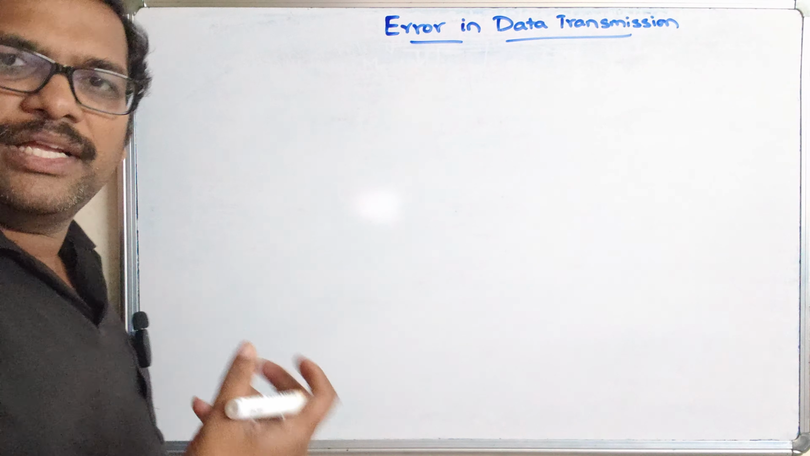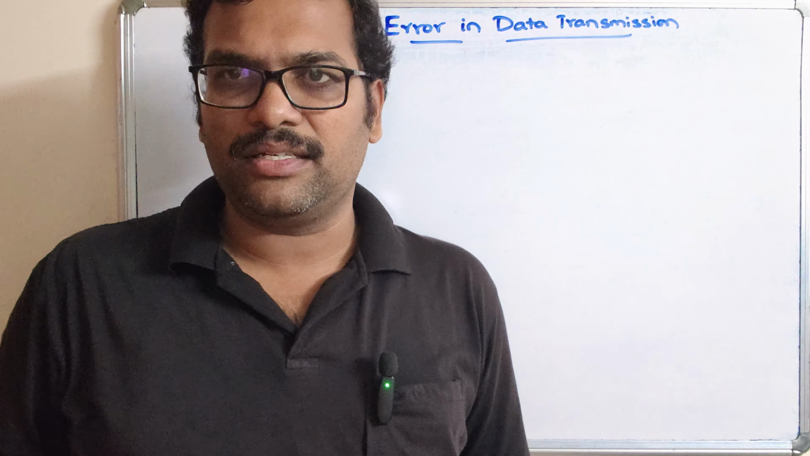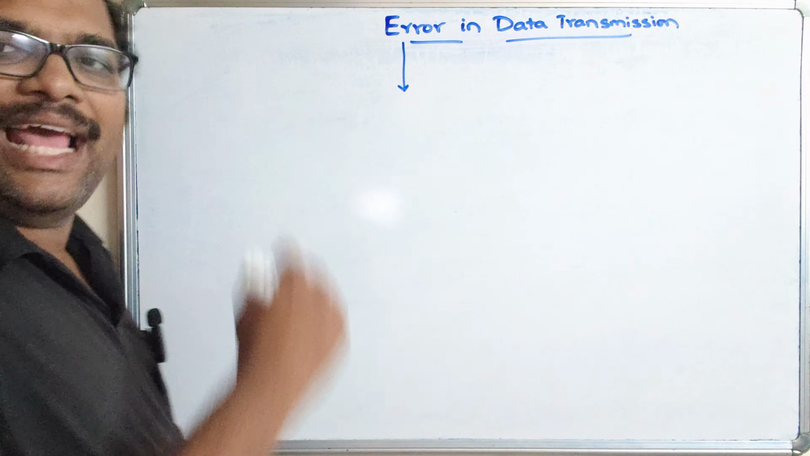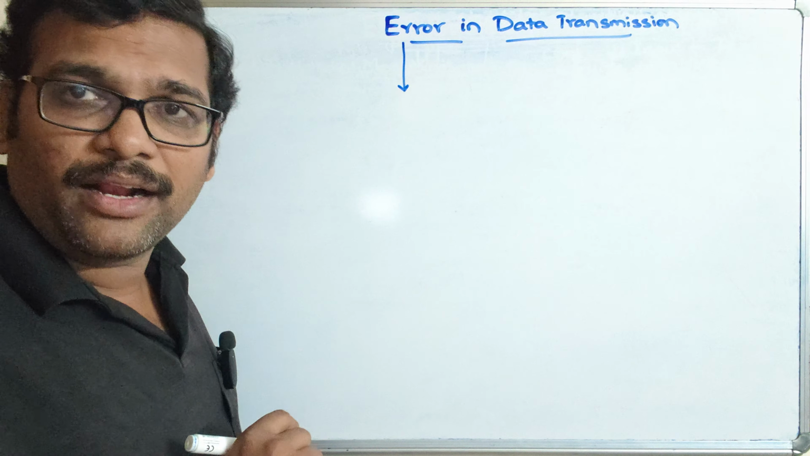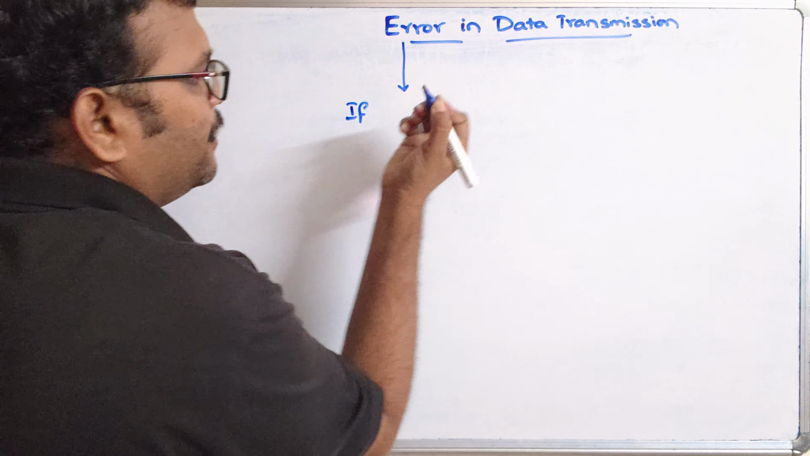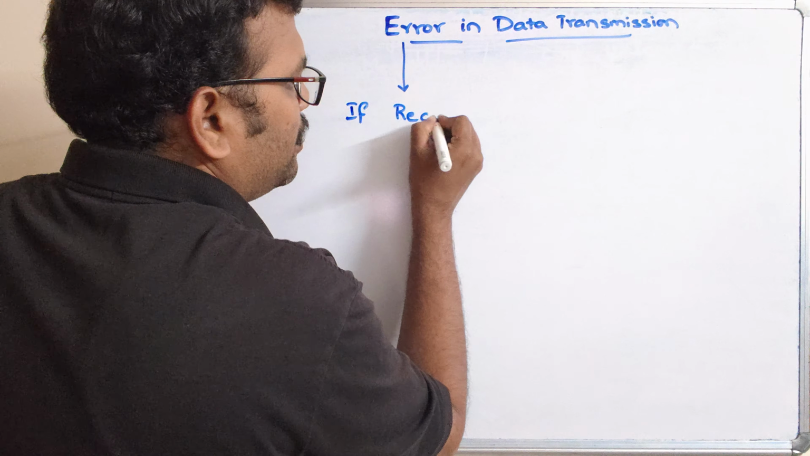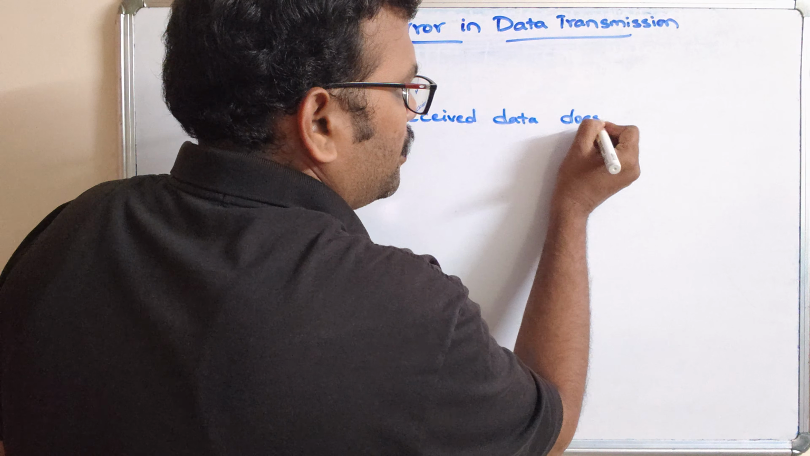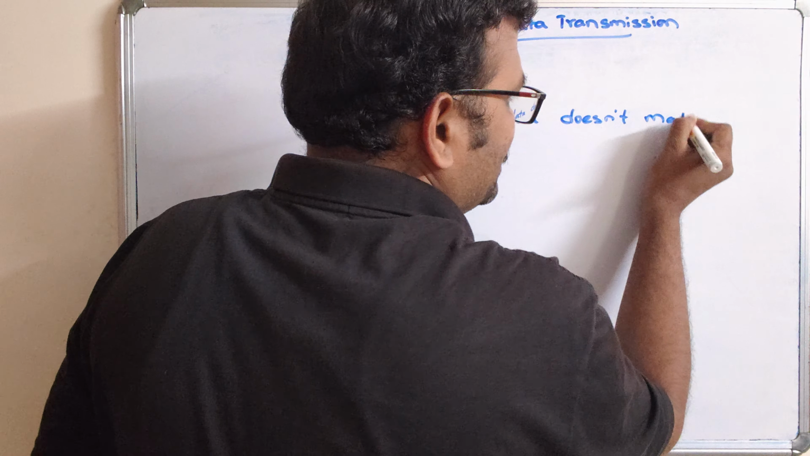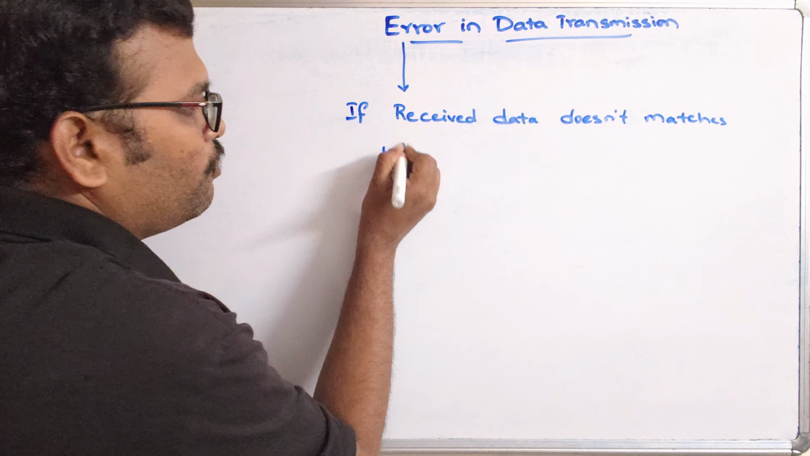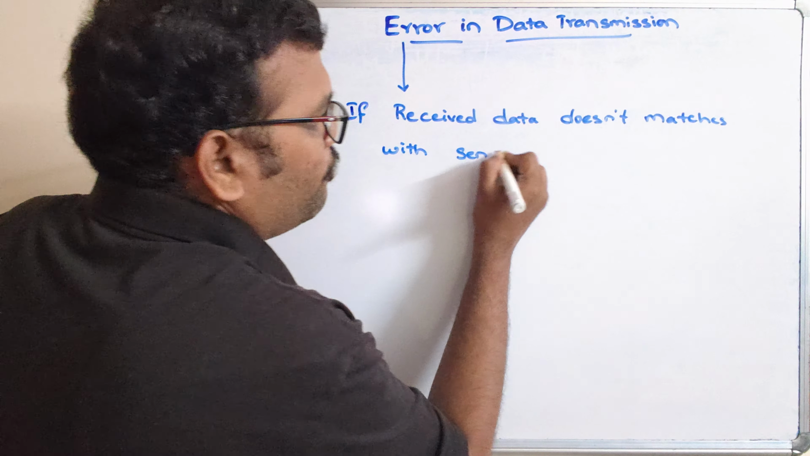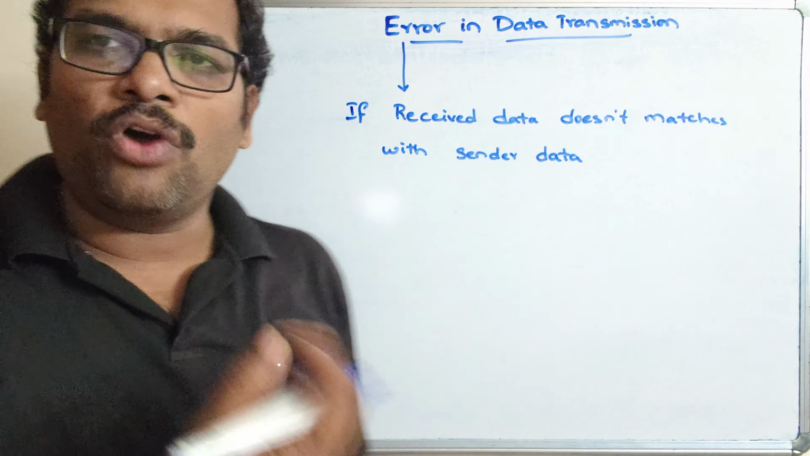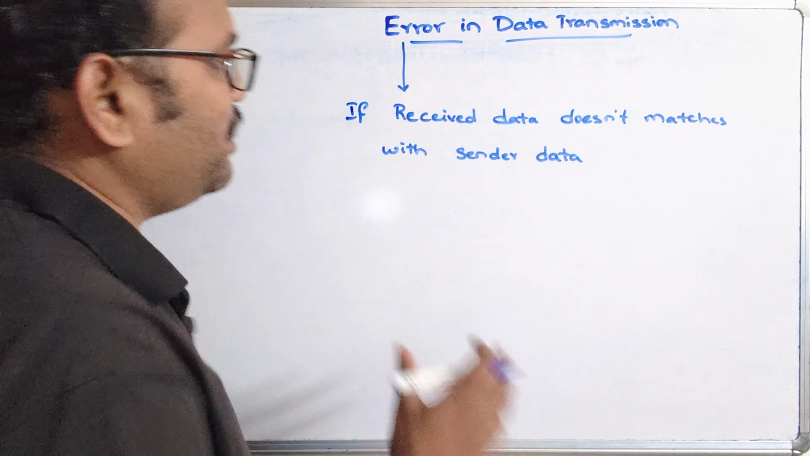So we know in computer networks, the data will be transmitted from one system to another system, or we can say one device to another device. So there might be a chance of getting an error. So in computer networks, what is an error? If the received data doesn't match the sender data, that means whatever data we are sending is not matched at the receiver, that is called an error.